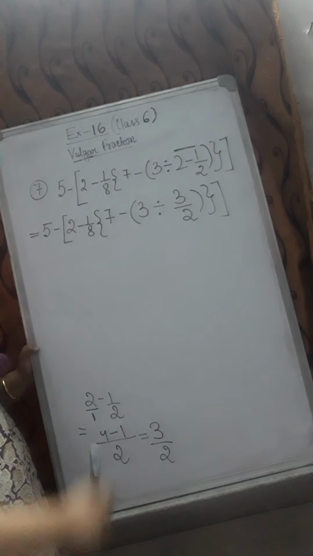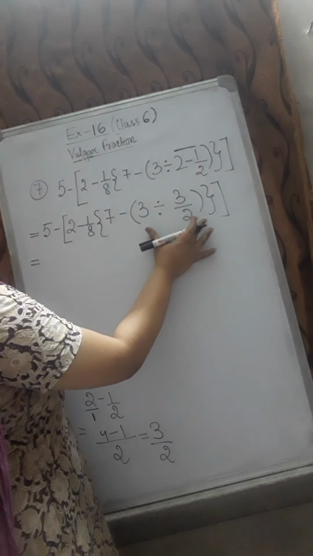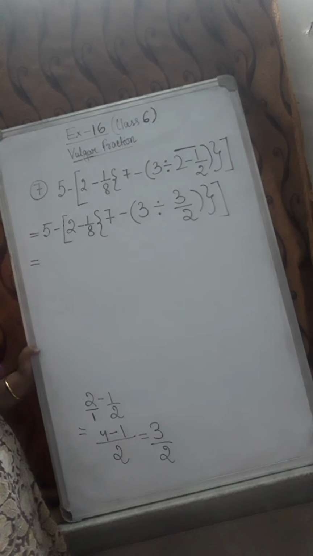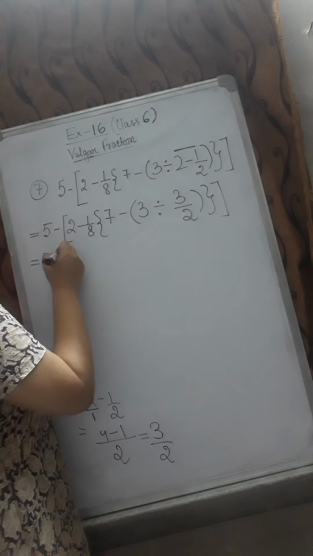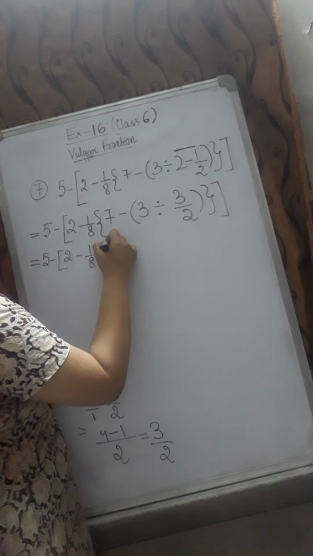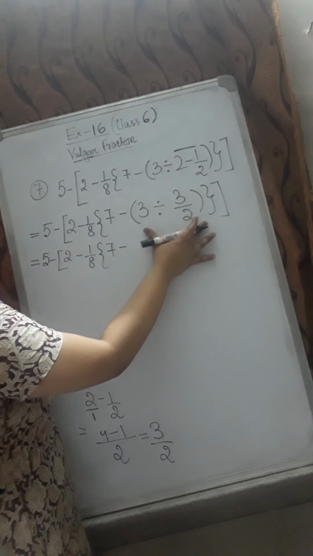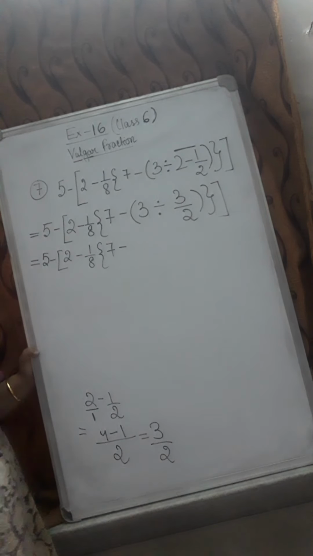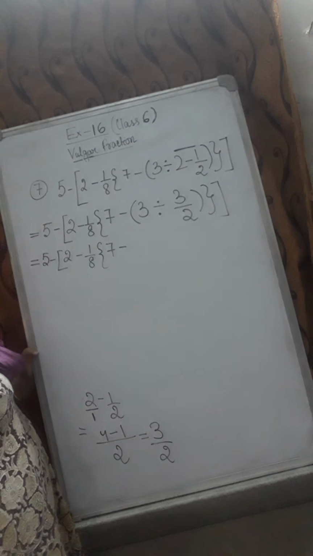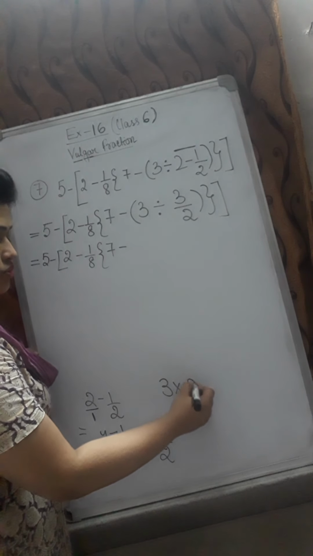Next, we will solve the first bracket. So the first bracket contains 3 divided by 3 by 2. So all the rest of the numbers, write it out. Now stop here from where the first bracket starts. The first bracket contains 3 divided by 3 by 2. So if you solve it, what do you get? 3 into 2 by 3.